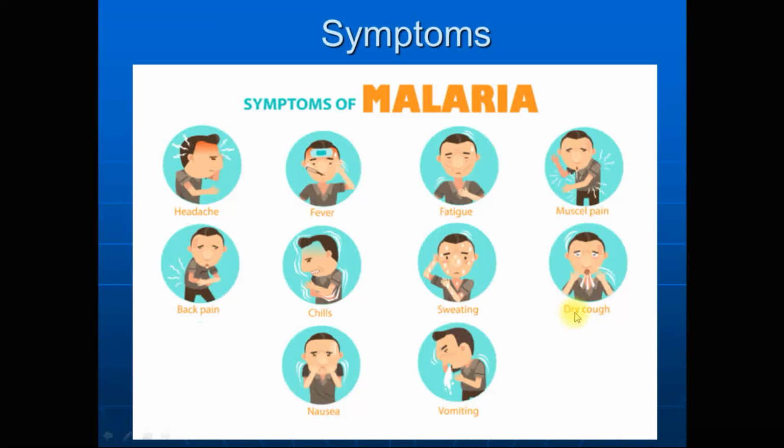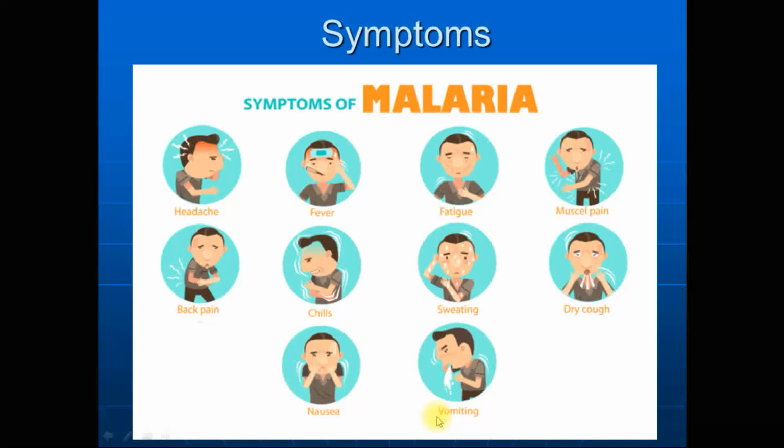So sweating, dry cough, nausea, vomiting, weakness, malaise, these are all symptoms of malaria. And the characteristic symptom from which you can identify malaria, that definitely is the presence of chills, shivering effect, as well as severe body ache, pain in the back region, pain in the muscles, headache, along with high grade fever and chills.